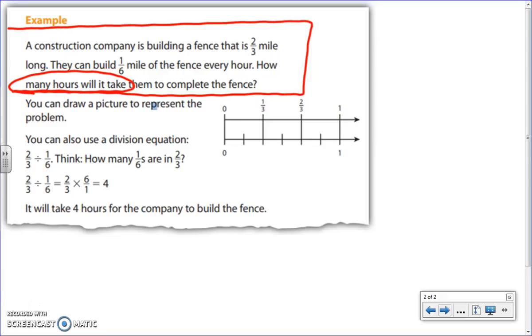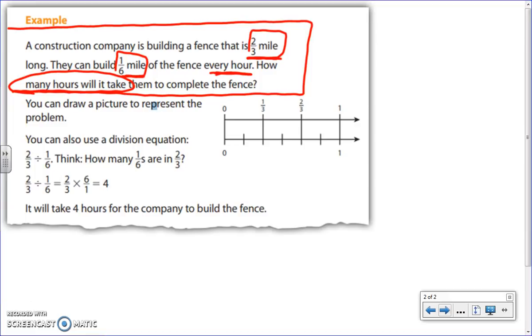Okay, I know that they can build 1/6 of a mile every hour, and we need to build 2/3 miles of fence. So if I can figure out how many 1/6 miles fit into 2/3, then I know how many hours it takes to build 2/3 miles of fence.